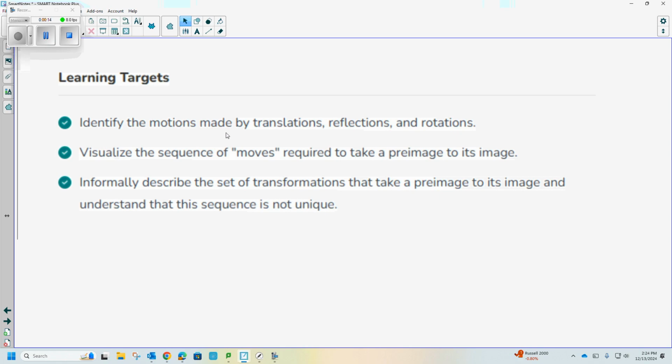We'd like to identify the motions made by translations, reflections, and rotations. Maybe you remember those words. Visualize the sequence of moves required to take a pre-image to its image. Okay, so if there's something in one position, how does it get to its new position? The original is the pre-image, and where it moves to is the image. And informally describe the set of transformations that take a pre-image to its image, and understand that this sequence is not unique. Sometimes there's more than one way to get there.